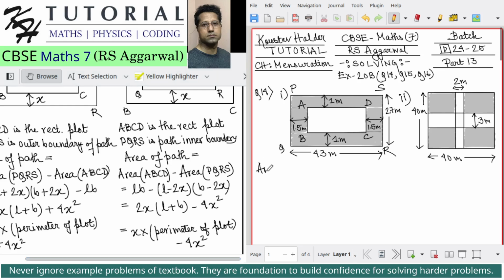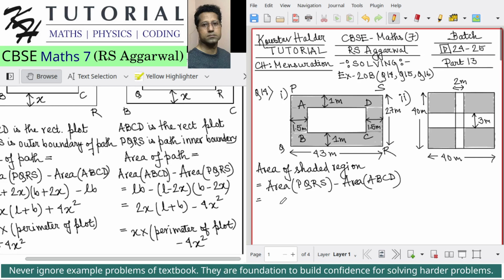So the area of the shaded region, this is based on the area between two rectangles. We can say the area of the shaded region will be equal to the area of the outermost rectangle, that is PQRS, minus the area of the inner rectangle, which is ABCD. Now, in the figure, the dimensions, the length and breadth of the outer rectangle PQRS are given.